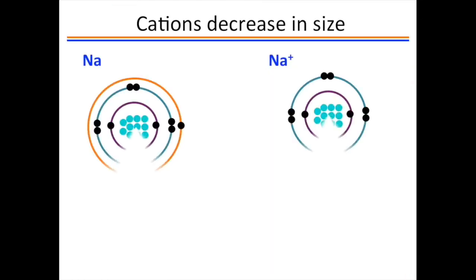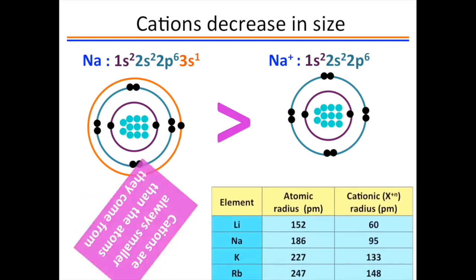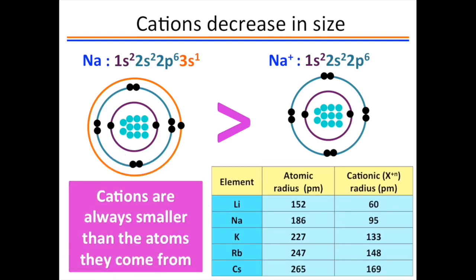Consider the sodium atom and the sodium ion. Here are the electron configurations of the atom and the corresponding ion. Recall that the 2s and 2p electrons are in a single shell, shown in the figure as one concentric circle with 8 electrons. Notice that the ion has one fewer shell than the atom. We would predict then that the sodium ion would be smaller than the sodium atom, and we would be right. Cations are always smaller than the atoms they come from.